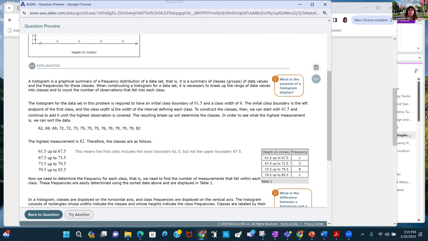Okay, so for this problem, you start at 61.5 and you have a class width of 6. The initial class boundary is the left endpoint of the first class here. Okay, so that's where we're starting. And the class width is the width of the interval defining each class. So again, you've added 6, and so you get 67.5.